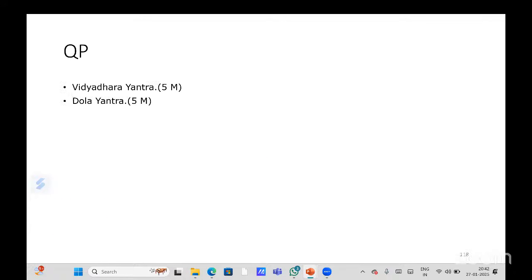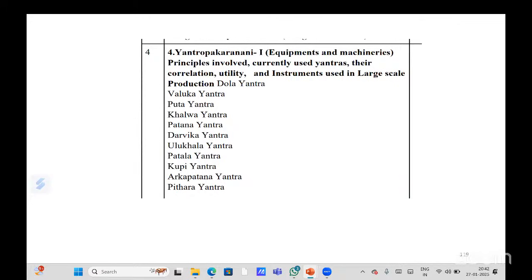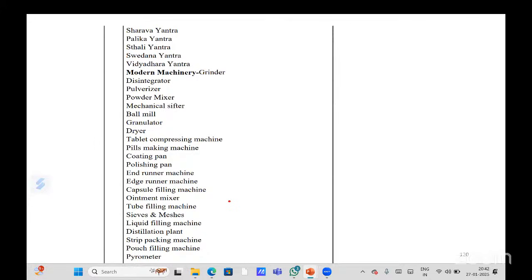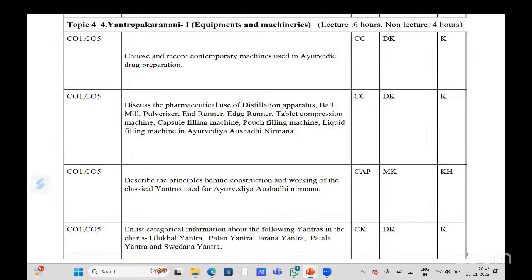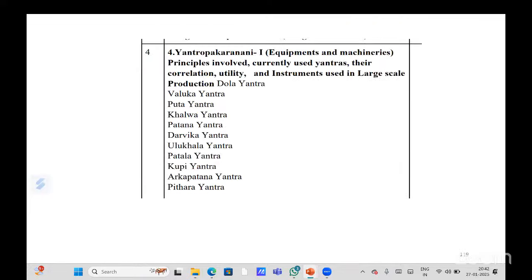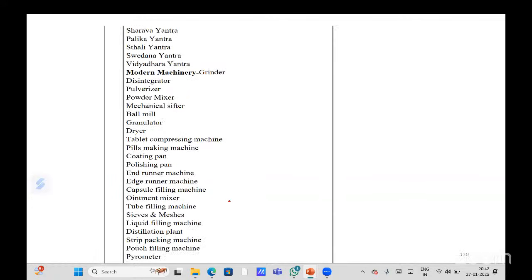Next is the concept of yantra. These are the previous RGHS papers; now the pattern has been changed. Vidyadhara Yantra, Dola Yantra, etc. All the classical yantras are must know: the principle behind the construction and working of classical yantras used for Ayurveda Aushadhi Nirmana. The modern machinery, like grinder, pulverizer, powder mixer, mechanical sifter, ball mill, granulator and dryer, are desirable to know concepts. Again, there may be chances of asking desirable to know questions. It carries 10 marks. I'm repeating, 10 marks for desirable to know, nice to know.